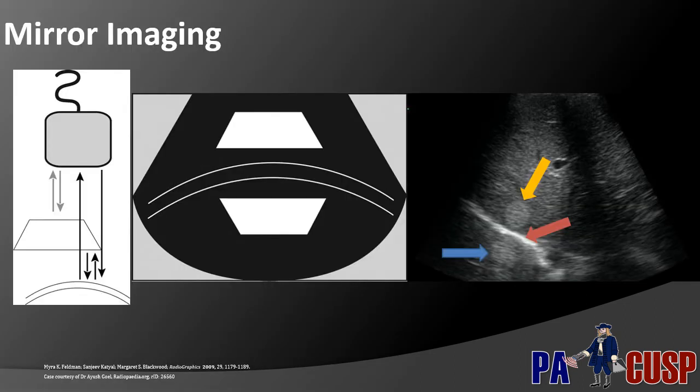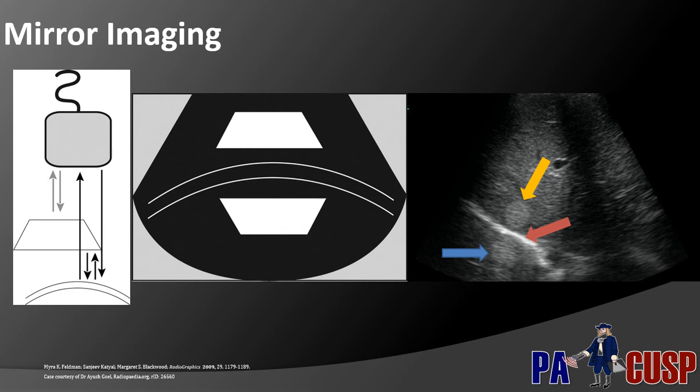Mirror imaging artifact is somewhat similar to reverberation artifact. The primary beam is going to reflect off of a bright pleural surface, in this case the diaphragm, but instead of going directly back to the transducer, it's going to encounter another structure, in this particular case a nodular liver lesion, and it's going to reflect back and forth before ultimately making its way back to the transducer probe.